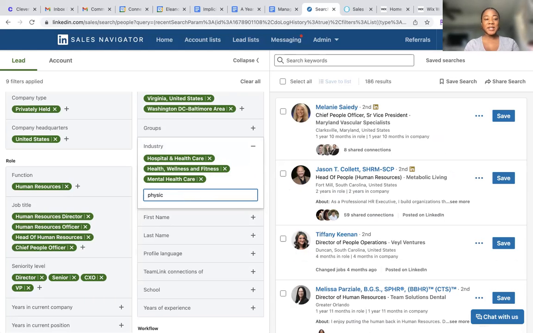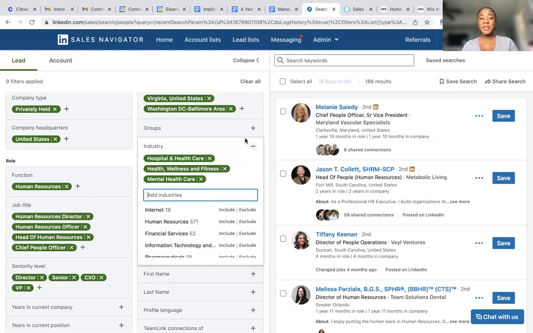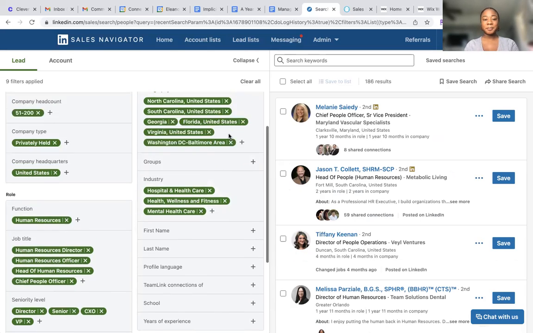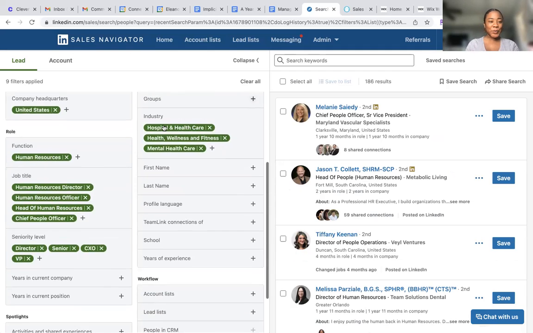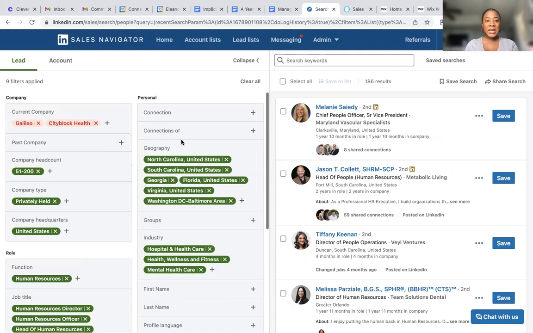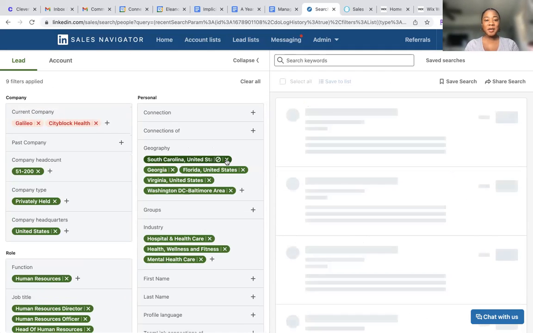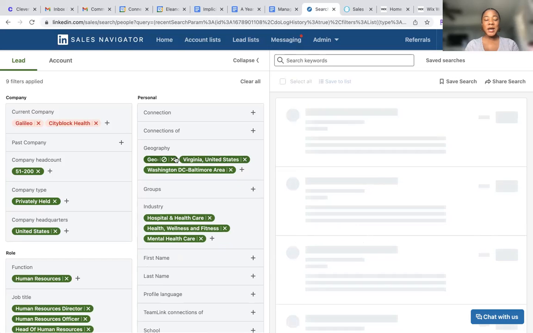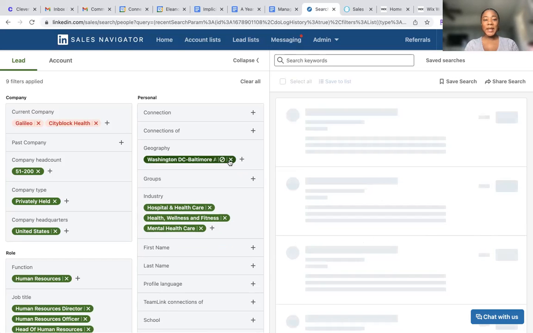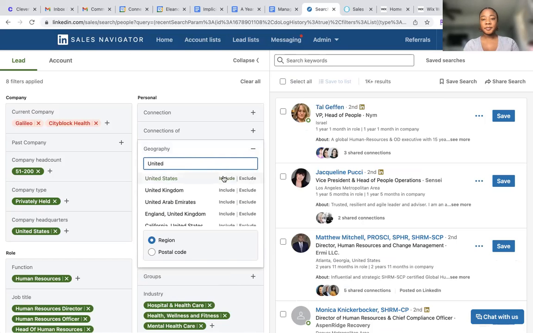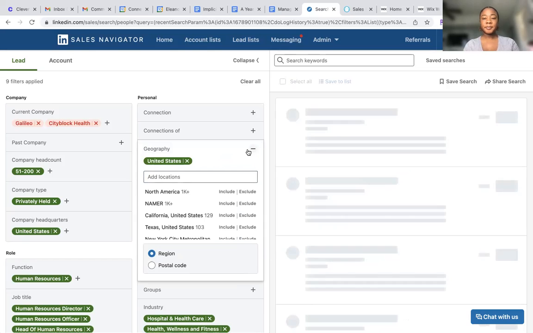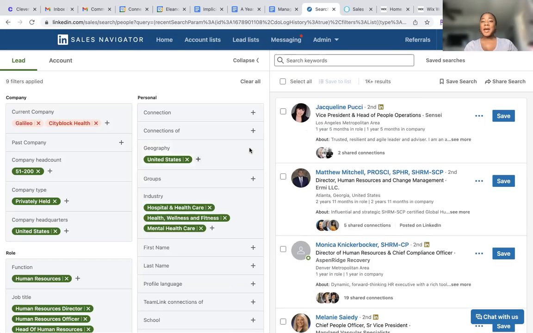Let's see what else comes up. I may have to go out and expand this because now I've made my list a little bit small. I only got 186 people. So I have to go back and review my list. For my geography, maybe I go back to United States. Let's see what that looks like. You have to play around with it a little bit. So now I'm at 1,000 people in my list.